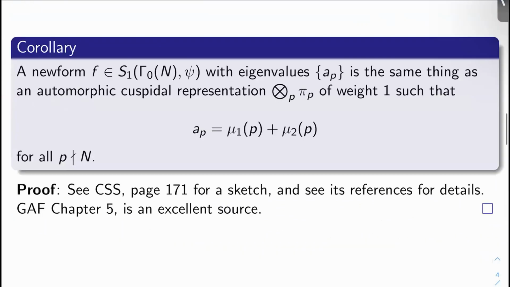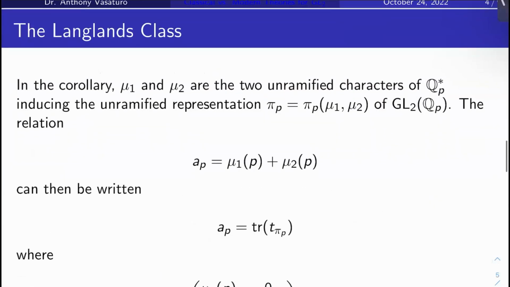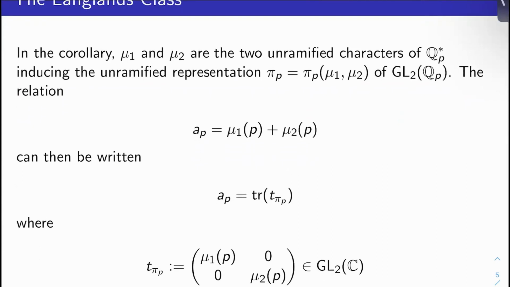What are μ1 and μ2 here? μ1 and μ2 are the two unramified characters of Q_p^* inducing the unramified representation π_p = π_p(μ1, μ2) of GL2(Q_p), like we just talked about 2 slides ago. Okay, so we have this relation a_p = μ1(p) + μ2(p), right?